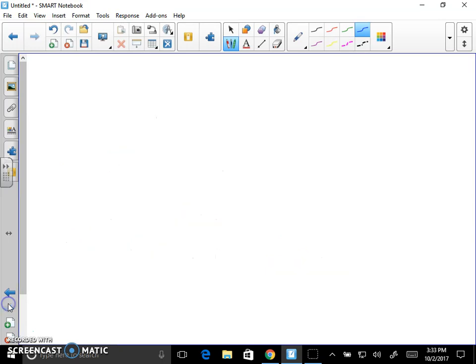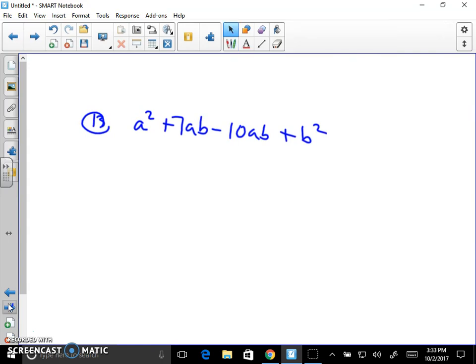Let's look at number 13. Number 13, we have a squared plus 7ab minus 10ab plus b squared. So now I see an a squared, and then I see a 7ab, then I see a 10ab, and I also see a b squared. The first thing we want to do is, remember there's a coefficient in front of this. If you have to put it in there, put it in there. There's always a coefficient of 1 if nothing else is there. So we have the 1a squared. I don't see any other a squared, so I'm going to say a squared.